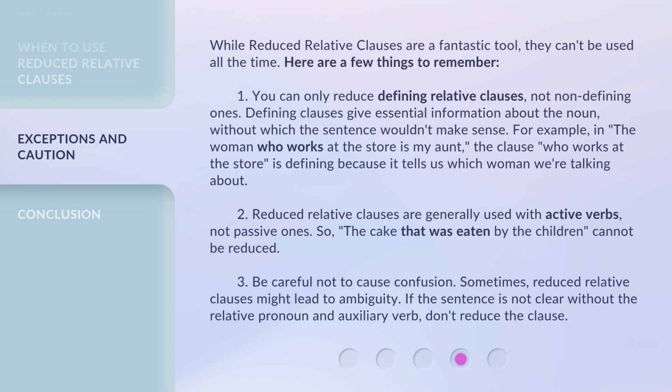2. Reduced relative clauses are generally used with active verbs, not passive ones. So, "the cake that was eaten by the children" cannot be reduced. 3. Be careful not to cause confusion. Sometimes, reduced relative clauses might lead to ambiguity. If the sentence is not clear without the relative pronoun and auxiliary verb, don't reduce the clause.